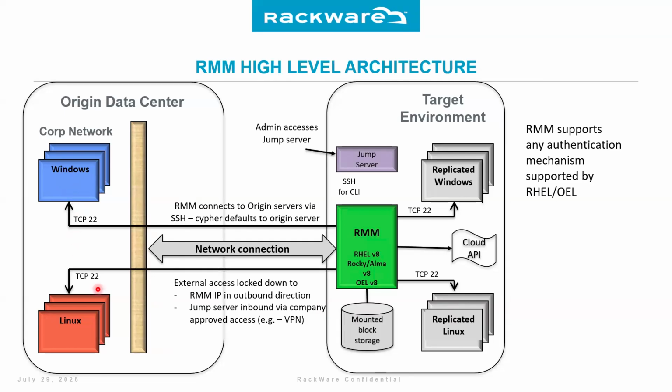For Linux, RMM uses key-based passwordless SSH access, either as a root or a non-root user. For Windows, an SSH MSI that comes with RMM must be installed to enable SSH connectivity from RMM to the source Windows machine. The only firewall port you need to open is port 22 inbound from RMM's IP address. You don't need to open it to the entire network. So with regards to the security policies, with regards to getting security clearance, it is pretty straightforward.